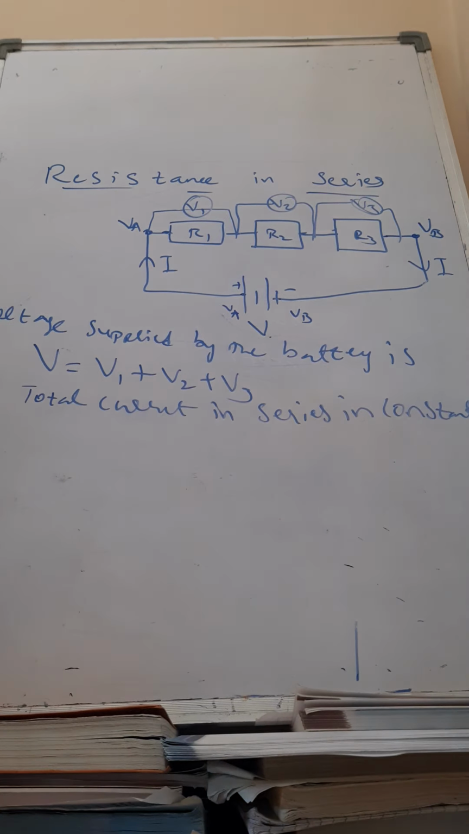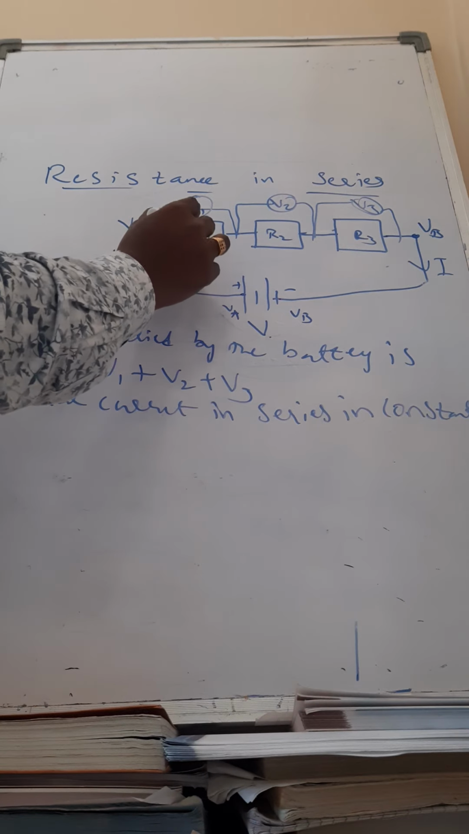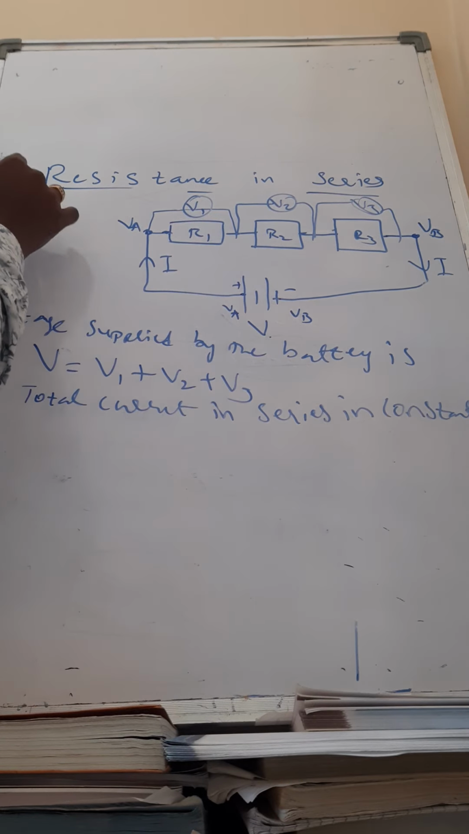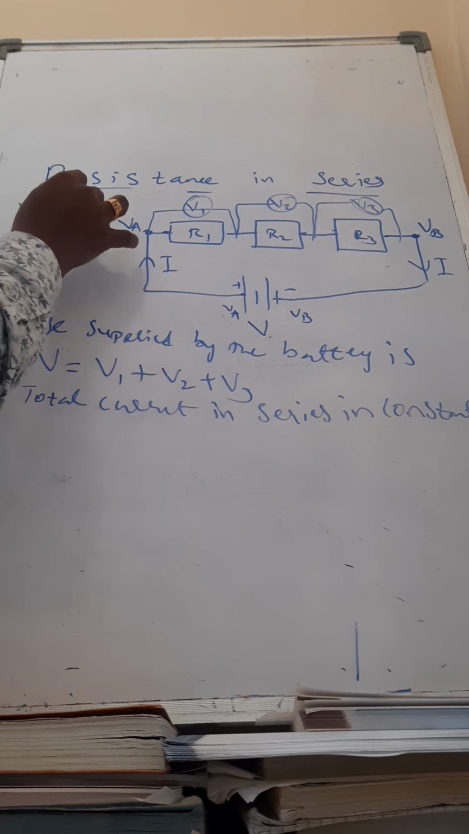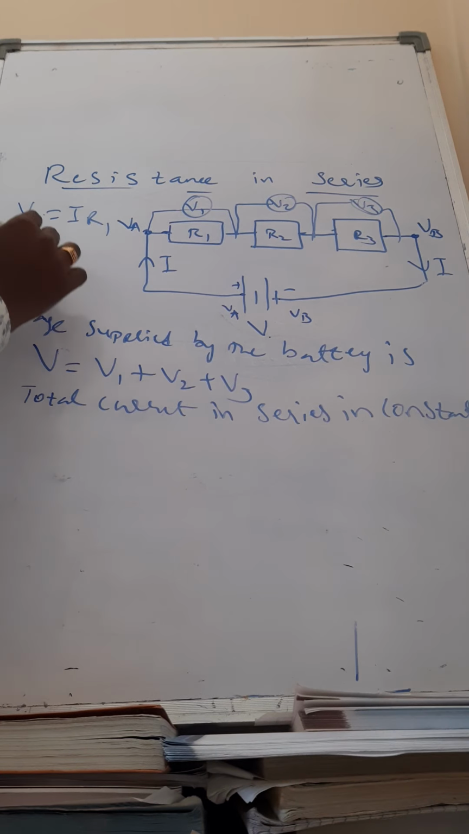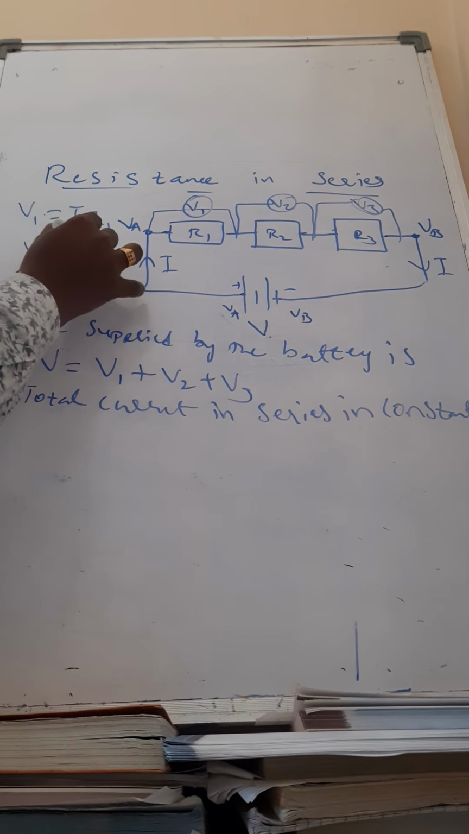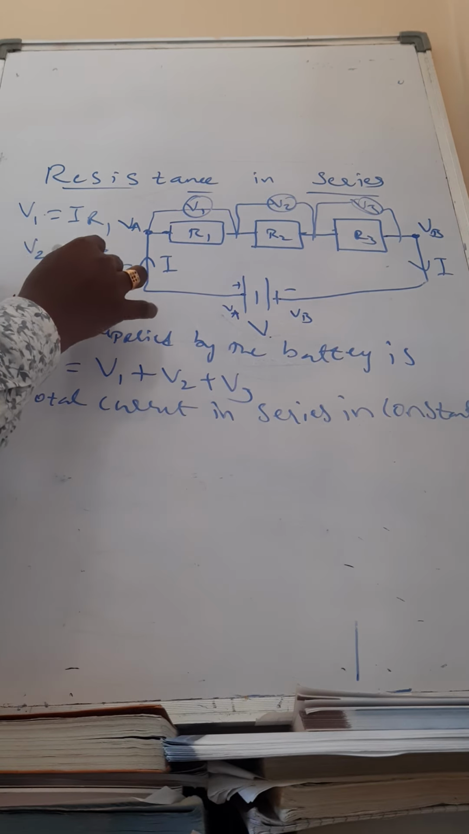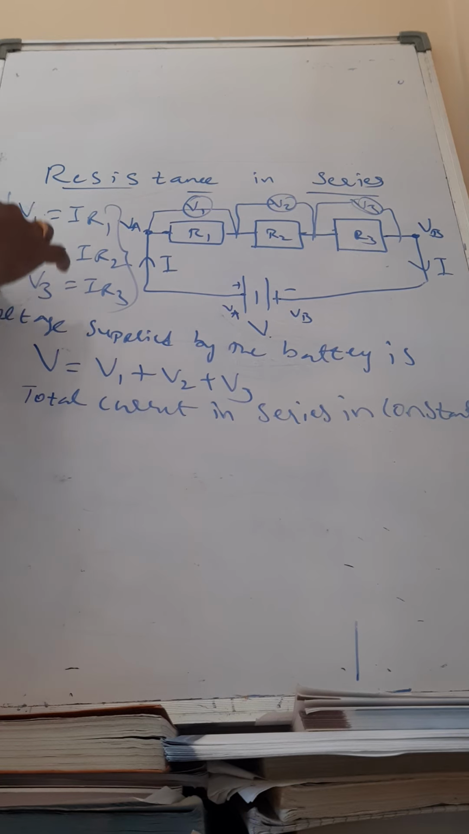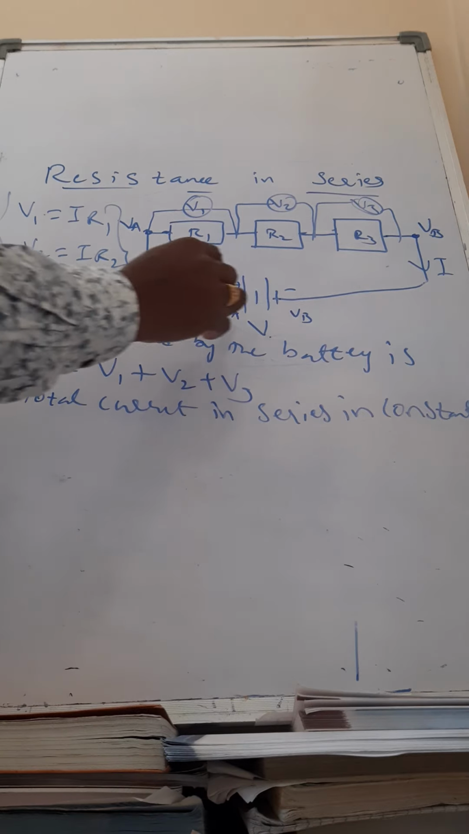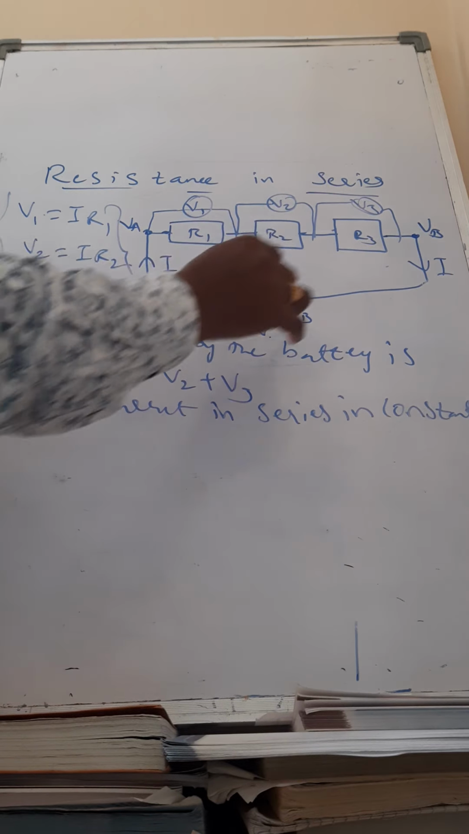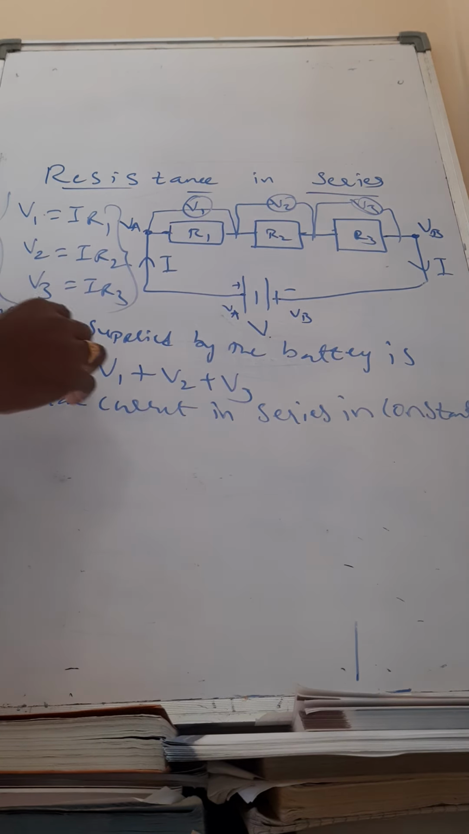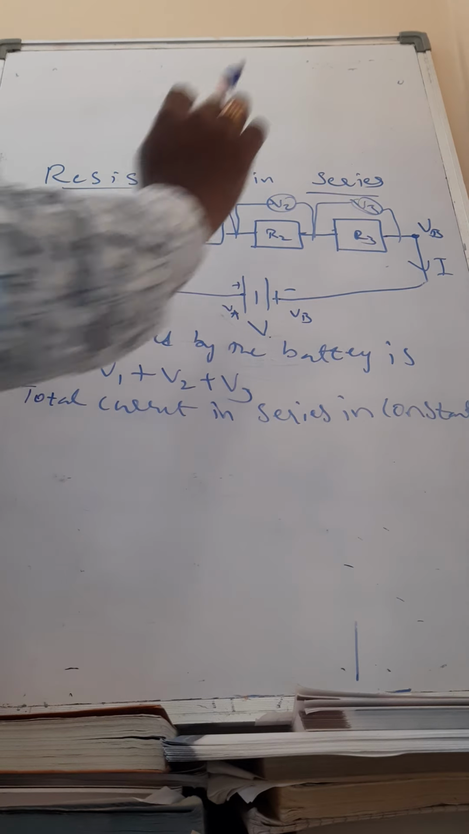Since we know from Ohm's law, the voltage across R1 is V1 equal to I into R1. Voltage across R2 is V2 equal to I into R2. Voltage across R3 is V3 equal to I into R3. Now the total voltage supplied by the battery is V, that is V equal to I into the total resistance R.